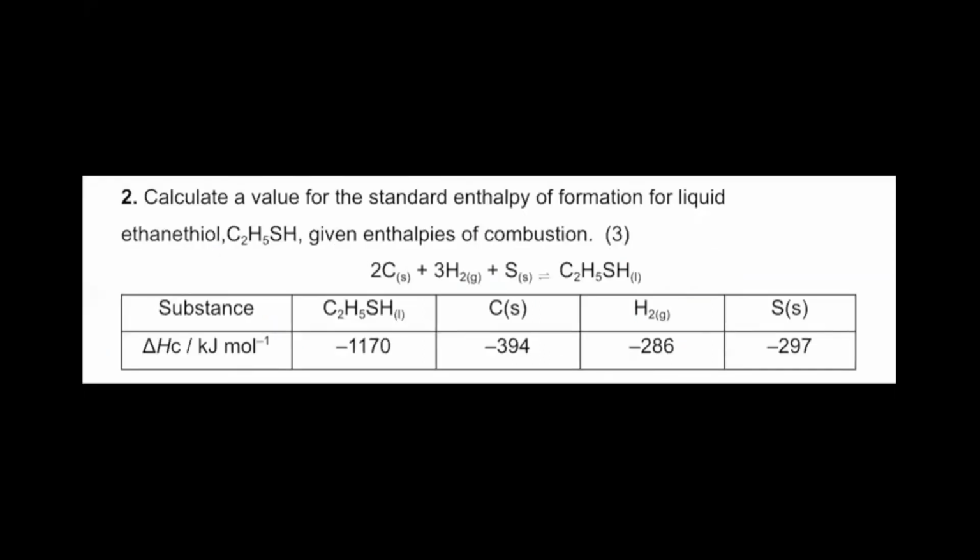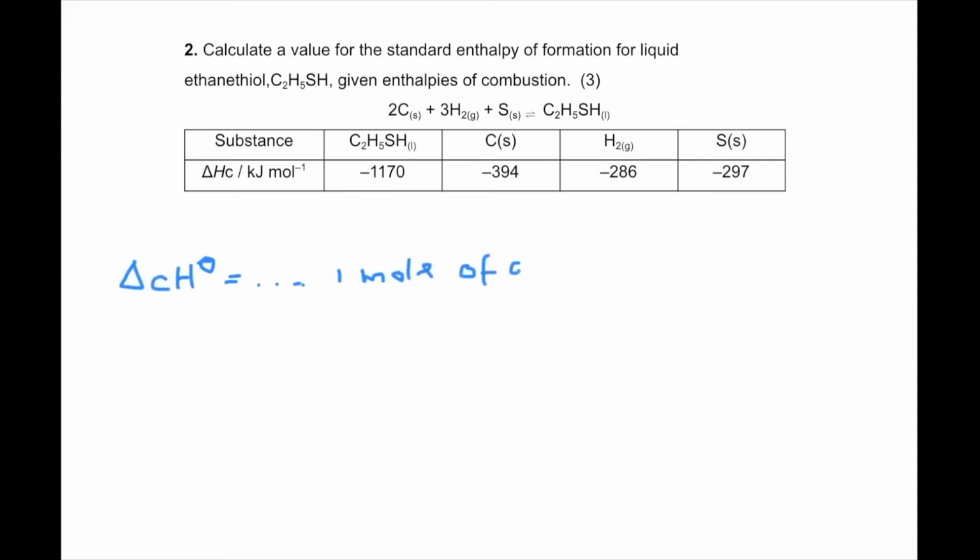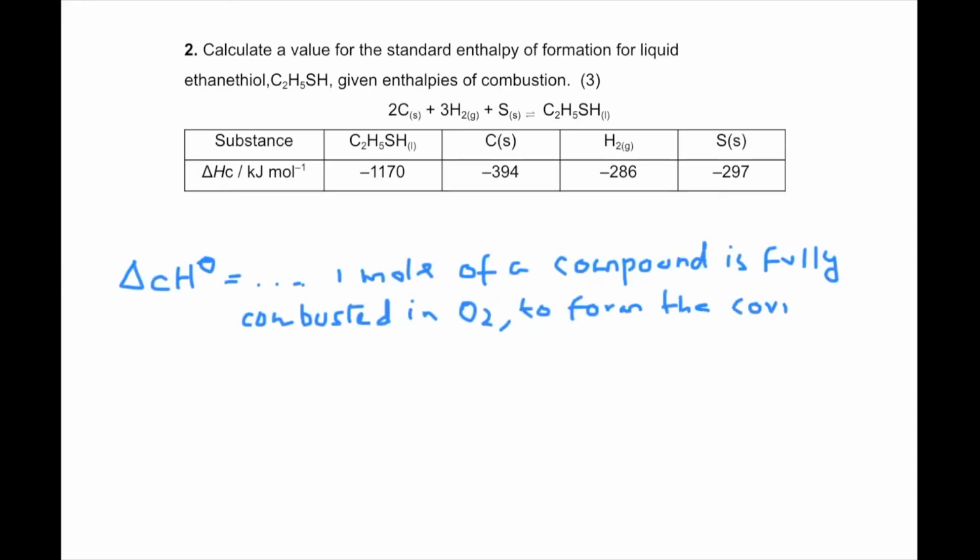Let's look at a second example. This time we have to find the enthalpy of formation given the enthalpies of combustion. So again, first let's look at the definition of the enthalpy change of combustion. The enthalpy change of combustion is the enthalpy change when 1 mole of a compound is fully oxidized or fully combusted in oxygen to form its corresponding oxides.